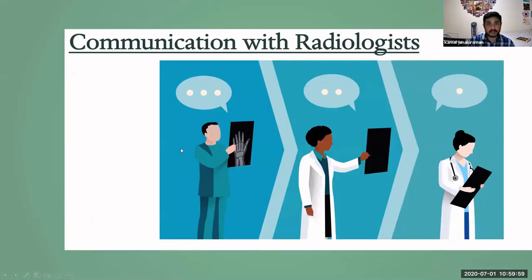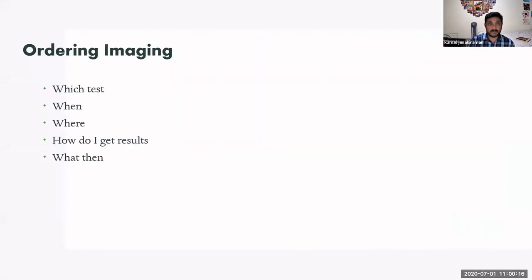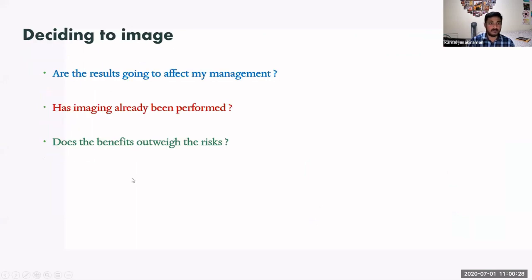for your decision making. The last chapter we're going to discuss is the communication with the radiologist. How you are going to communicate with the radiologist. We talked about everything. The last important step is you're going to refer someone to the radiologist. How are you going to do that? When you're ordering an image, you should know which test you're going to take, when you're going to take, where you're going to take, how you're going to get the results, and what you're going to do after getting the results.